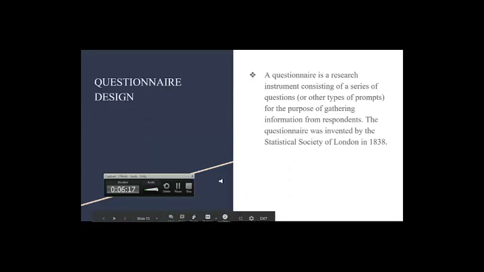Another useful instrument and approach to collecting primary data is using questionnaires. A questionnaire is a research instrument consisting of a series of questions for the purpose of gathering information from respondents. The questionnaire was first invented in London in 1838.